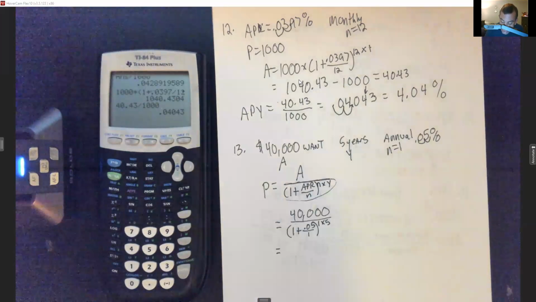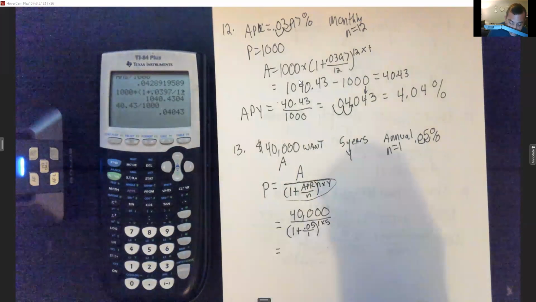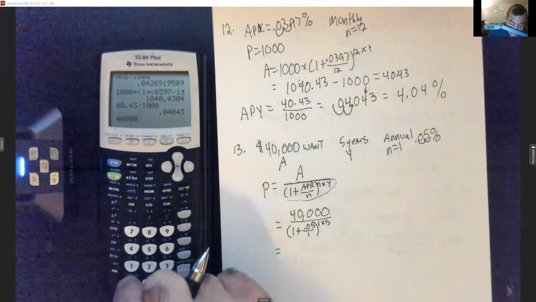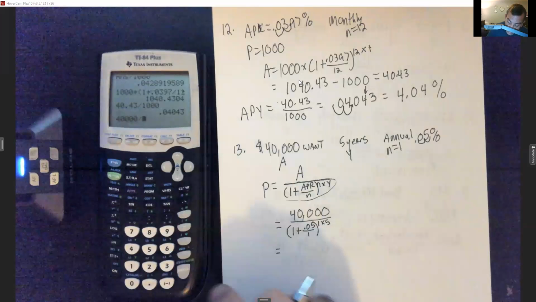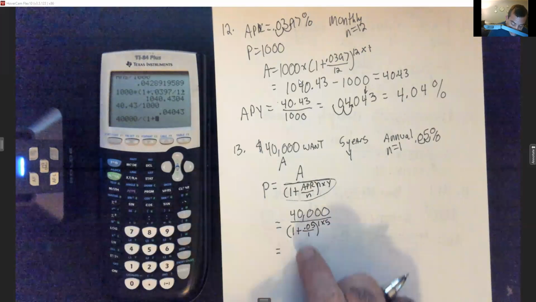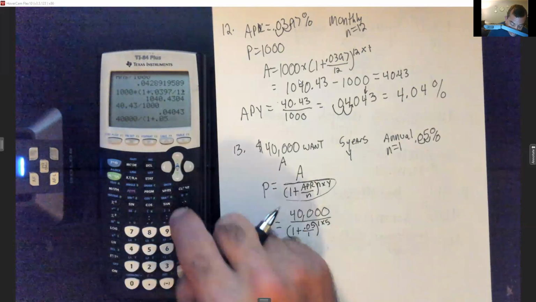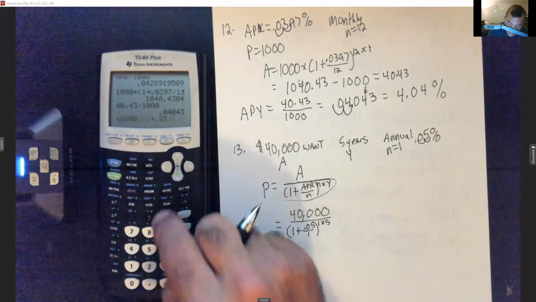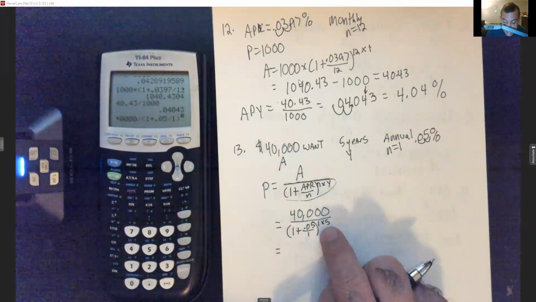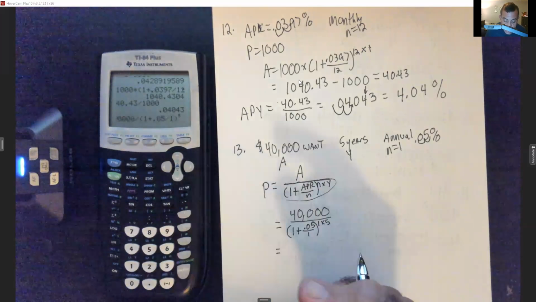All right, so watch how I do this on the calculator. I'm going to do 40,000 divided by parentheses 1 plus 0.05 divided by 1, close parentheses, and then the exponent is 1 times 5, which is 5. So I hit enter.